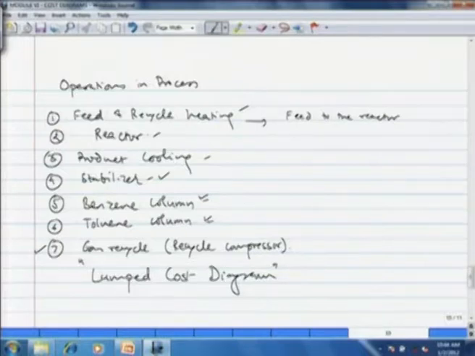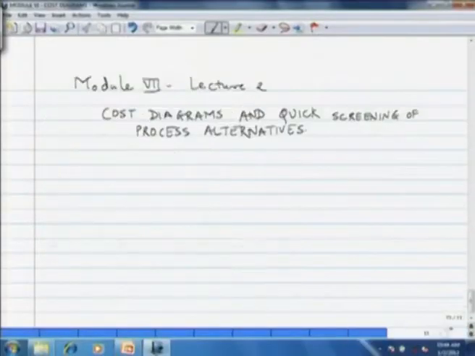Obviously, we also have a liquid recycle loop, as you saw that the recycled toluene heater was there. But toluene is a liquid, and therefore recycling of toluene is not a very cost intensive operation. You can use a simple pump which you can buy for a few $1,000s and operate with it. So liquid recycle is not a cost intensive operation, so we do not consider it in this particular process. Let us see how we can develop a lumped cost diagram. That is today's exercise, development of lumped cost diagram.